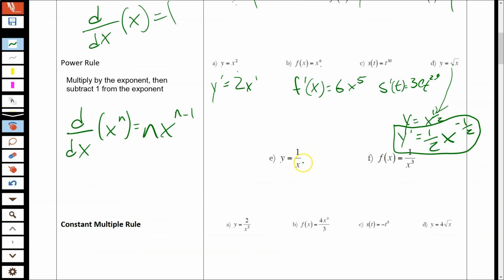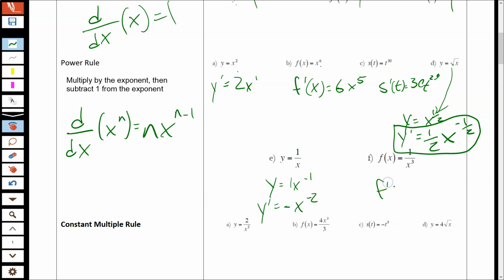Okay? We're going to use that same trick here. So you may remember that when we have fractions, I can switch which side of the fraction my variable is on, and then I can change the sign of the power. So this is really the same as 1x to the negative first. Probably learned that in algebra 2. Okay? And then my derivative y prime would be negative 1x, and then I subtract 1 from negative 1 to the negative 2.